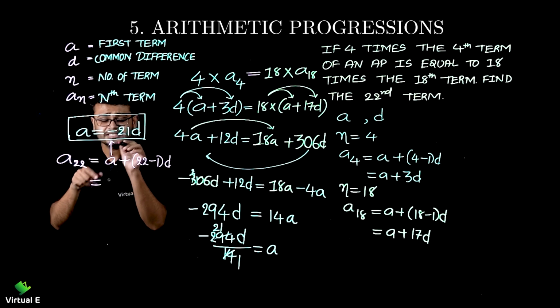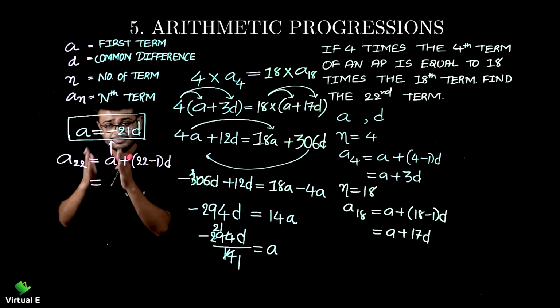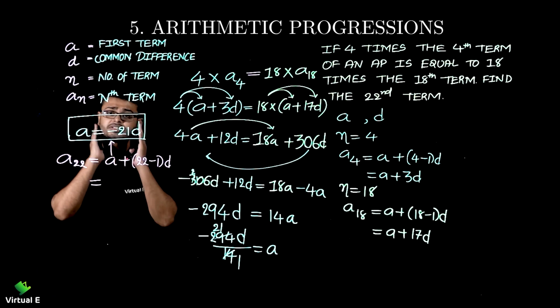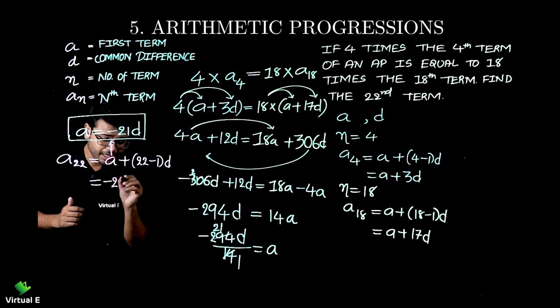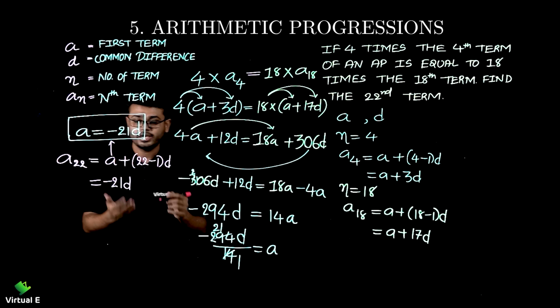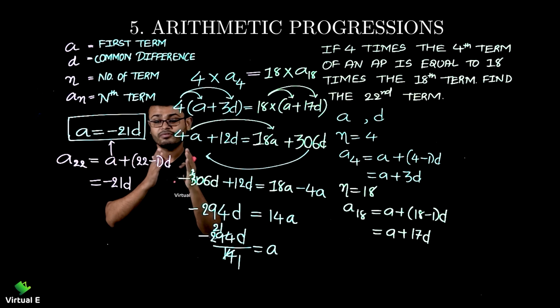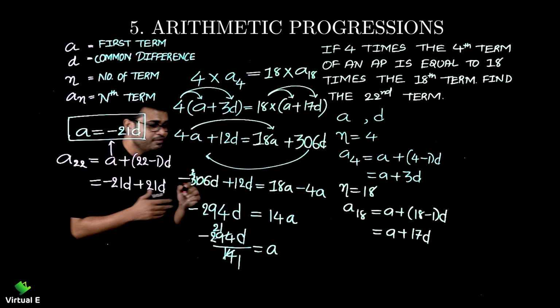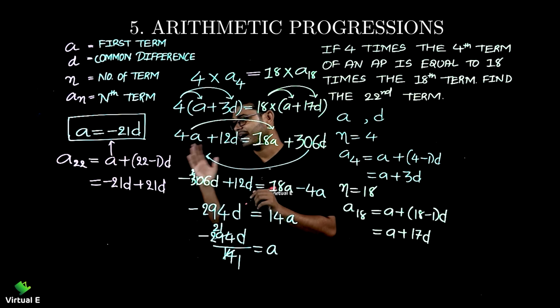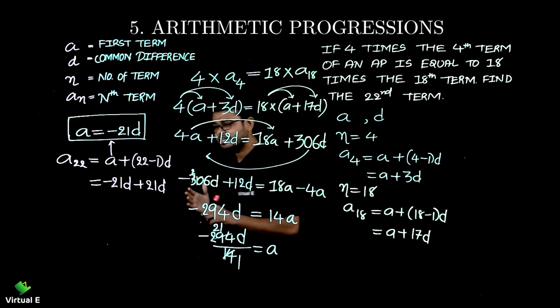See over here, let's use this relation. We have this relation, so let's substitute into the formula. Let's see what we get. So I will be writing minus 21D. Okay, 21 minus 1, what will be the answer? Plus 21D. Now tell me, what shall we do? It's evident, minus 21D and plus 21D.